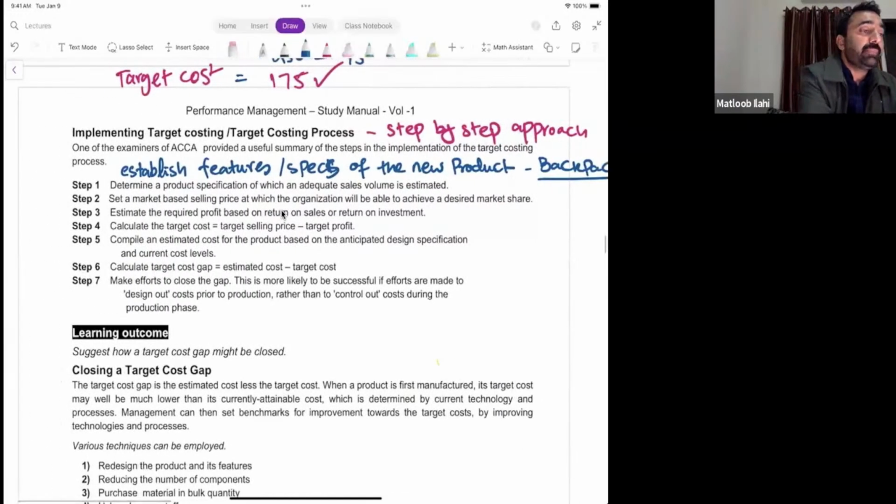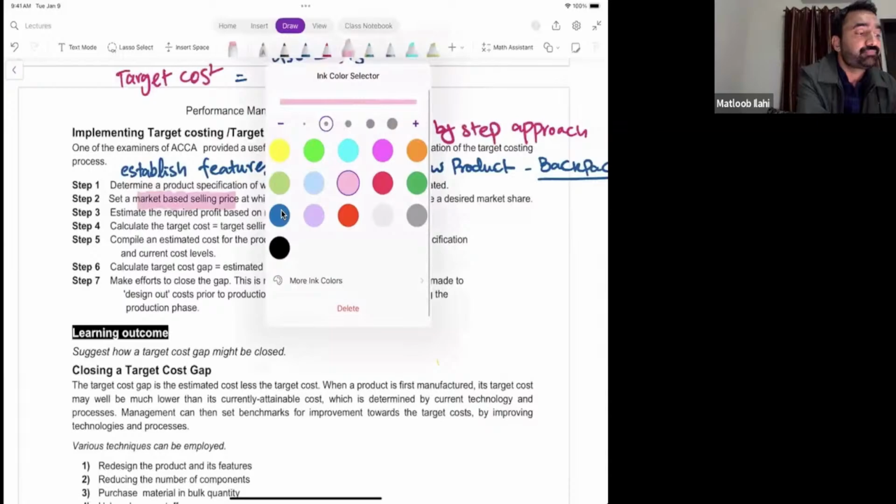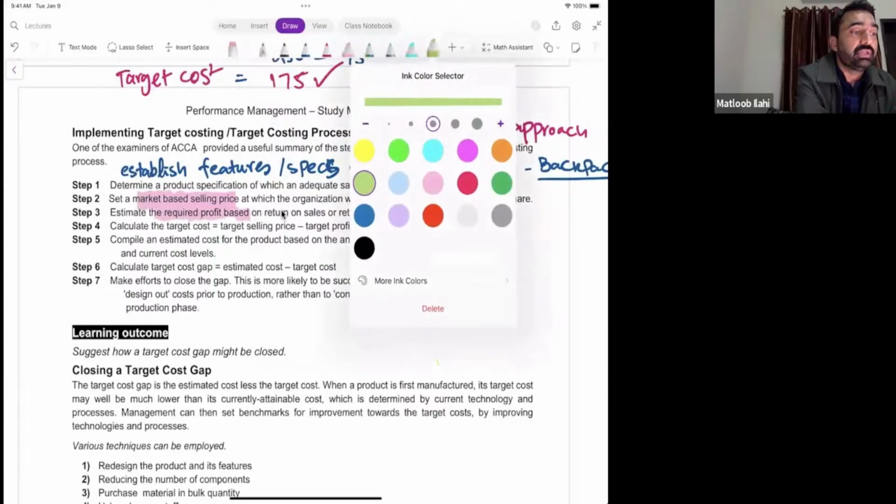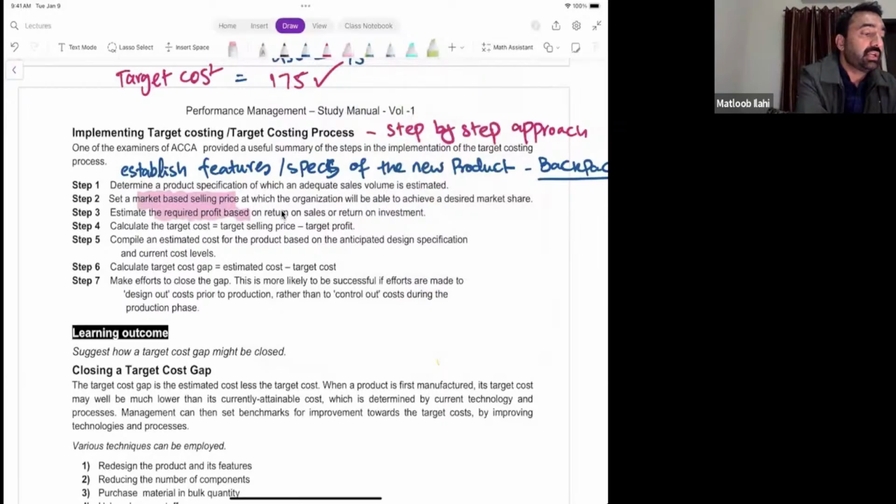Okay. Then step number 2, you will set its market-based selling price at which the organization will be able to achieve a desired market share. So step number 2, set a market-based selling price. Step number 3, you will establish your required profit margin, how much profit you want to earn on this product. Step number 3.